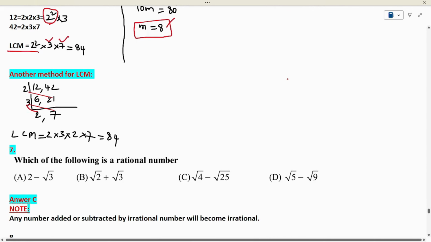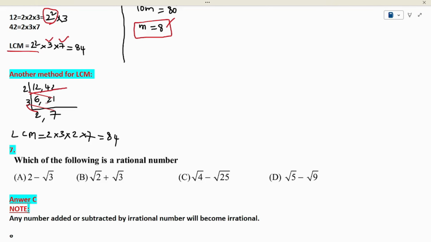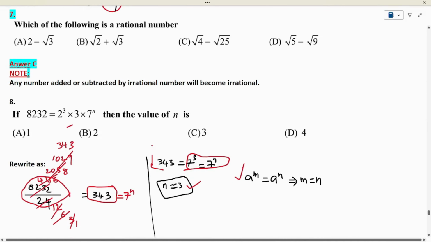We have another method to solve the LCM. 2 6s are 12, 2 21s are 42. Again 3 2s are 6, 3 7s are 21. By multiplying 2 into 3 into 2 into 7, we need to multiply all these numbers. By multiplying all these numbers, we will get the LCM. So this is another method of solving the LCM. Coming to question number 7.